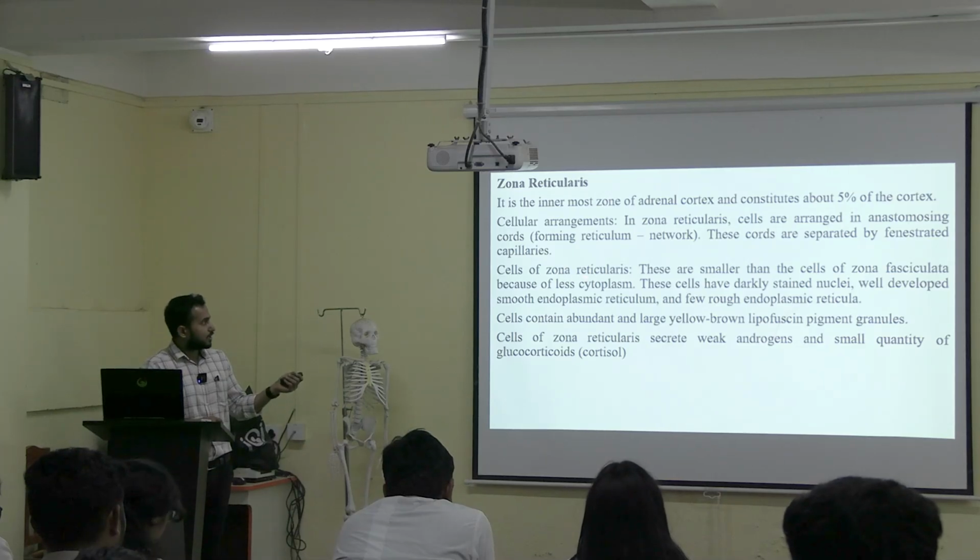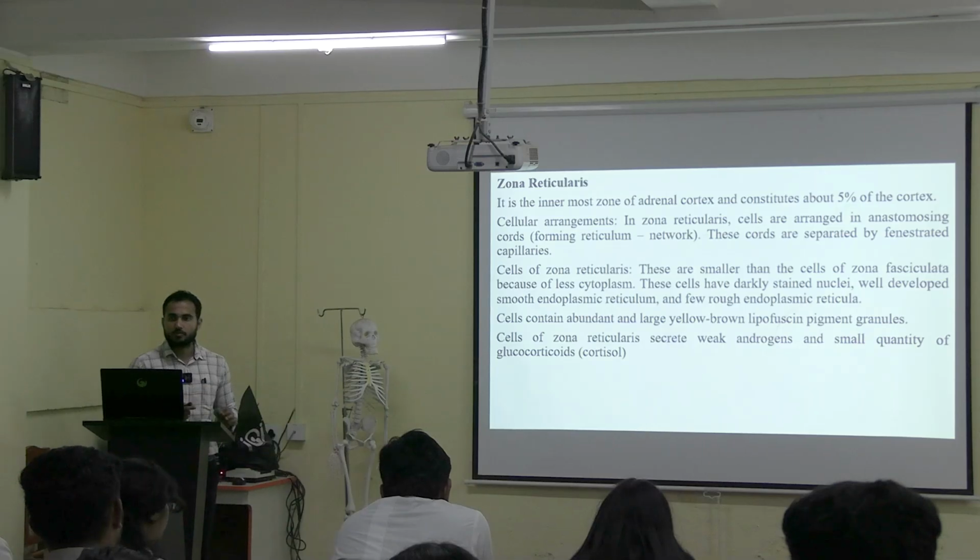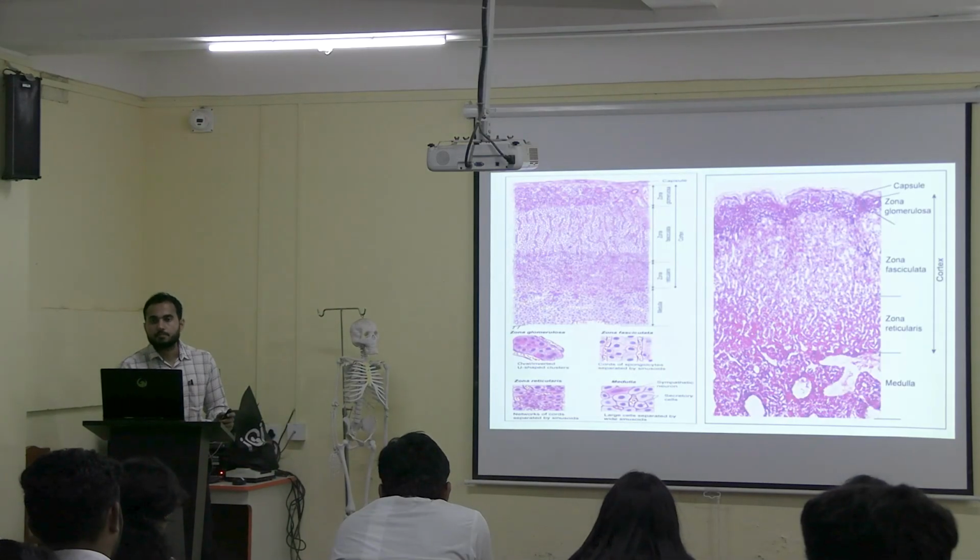Okay, now in case of zona reticularis, these cells are smaller as compared to the zona fasciculata. Okay, now the cells have darkly stained nuclei, well developed smooth ER and rough ER are also present. Now these particular cells, they are having a yellow brown pigment. This is called as lipofuscin granules, which are present in the cells. What is the function? This particular cell secretes weak androgens, which are precursor of what? Yes, precursor of sex hormones.